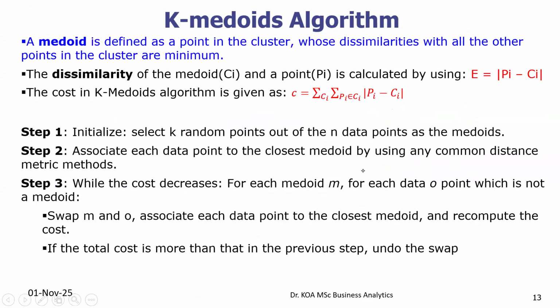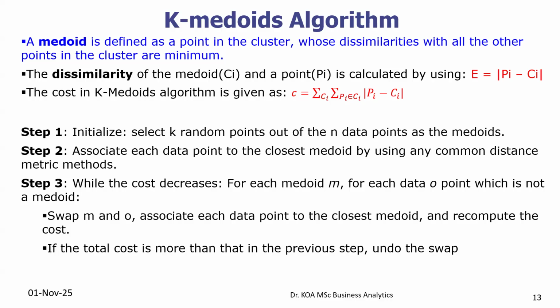What is a medoid? What are the algorithms, the steps, the procedural analysis for calculating the medoid? We've already said the medoid is a point in the cluster, and its distance with all the other points in the cluster is minimal. Its distance is the same as its dissimilarity. The dissimilarity of the medoid and a particular point is calculated as the absolute value of the difference between the medoid and that of the point.